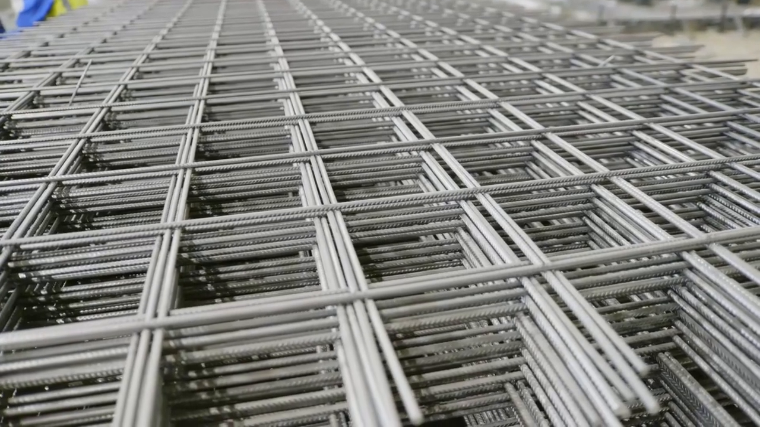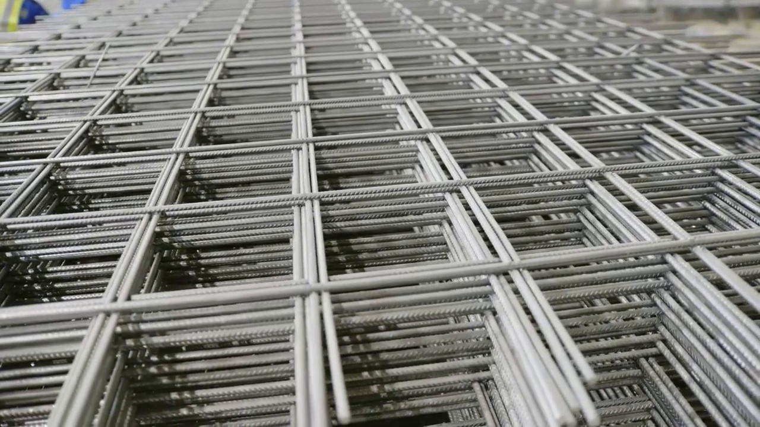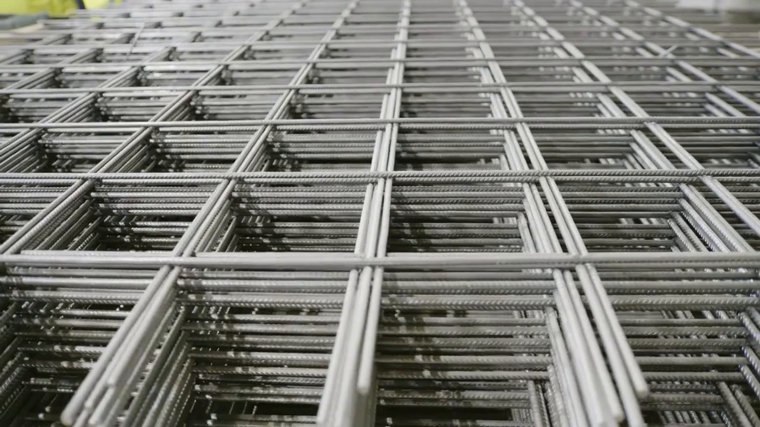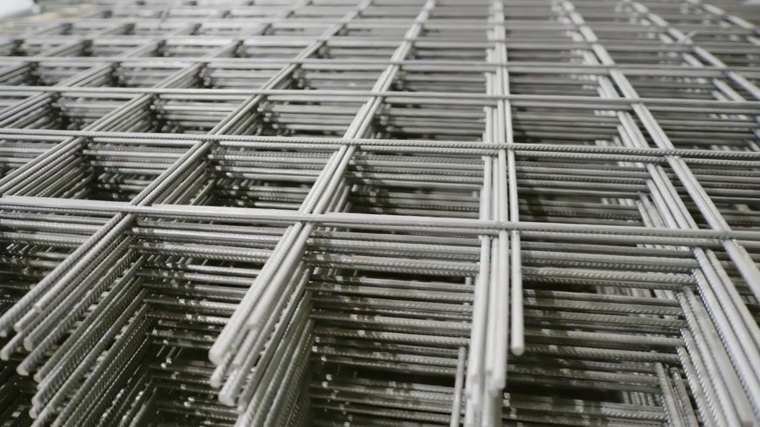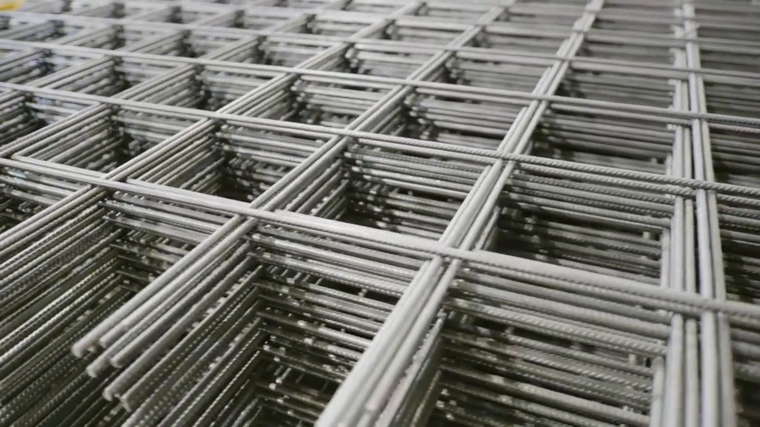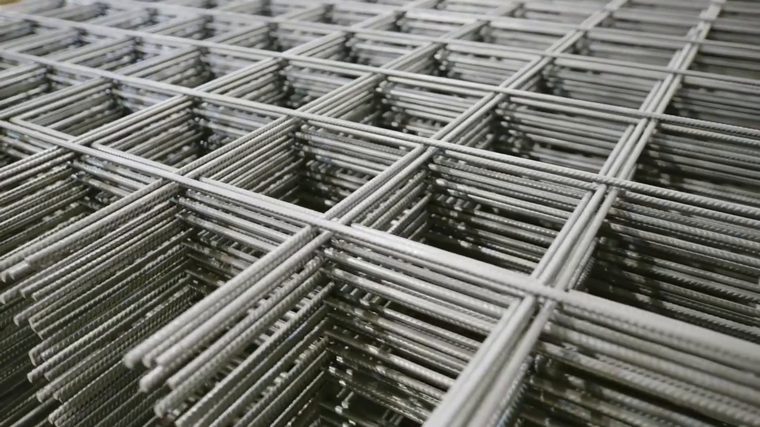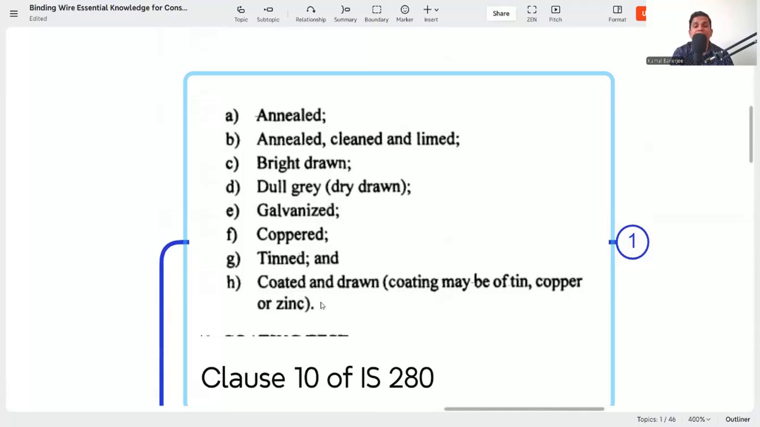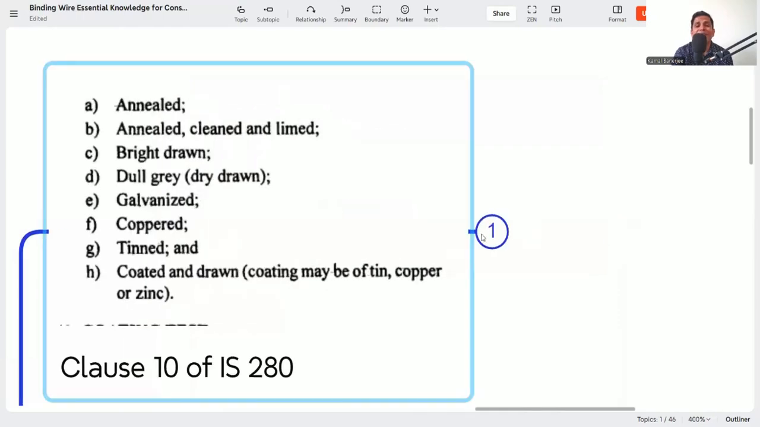So what are the types of binding wire we use in construction? It is given in clause 10 of IS 280. In IS 280, clause 10, they have given the different types of wire, that is annealed, clean and limed, bright, brown, dull gray, galvanized, copper, tinned and coated, and drawn. So there are different types of wire that can be used in steel, but for binding wire we generally use annealed or galvanized, and in most cases it is annealed. But what is annealed wire? That we want to know.